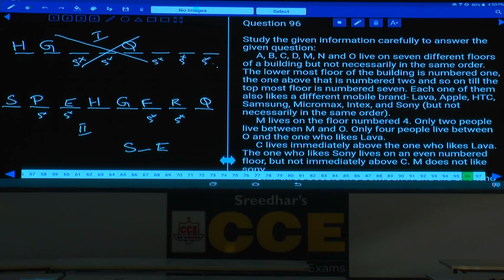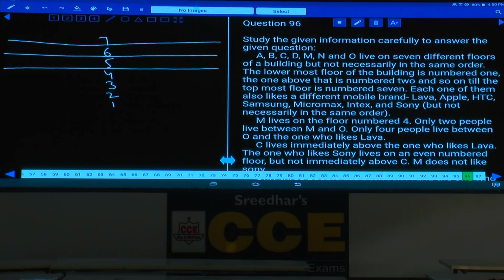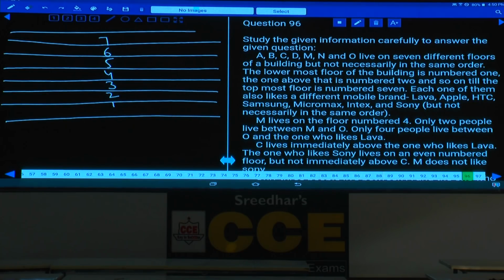Now in this 96 to 100, A, B, C, D, M, N, and O live on 7 different floors of a building, but not necessarily in the same order. Then, what is the information given in this one? There are 7 floors, like this: 7, 6, 5, 4, 3, 2 and 1. 7 persons live on 7 different floors, and each one of them also likes a different mobile brand. Now, what is the other parameter here? One is the person and another one is the mobile they like.